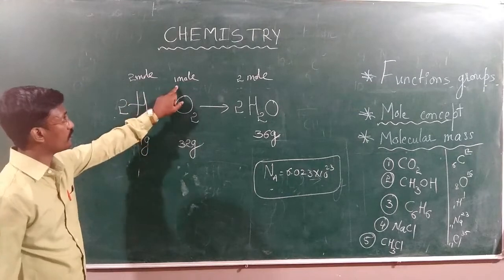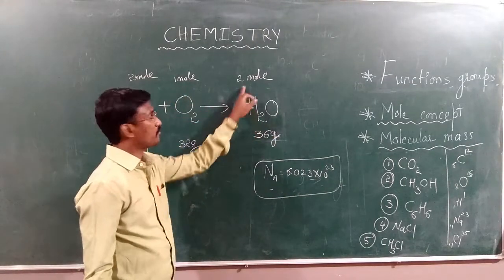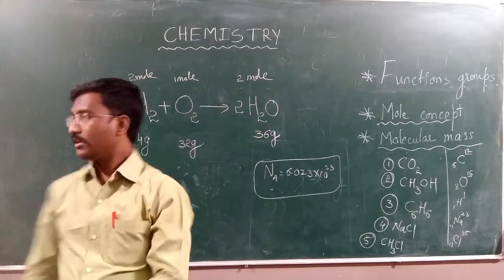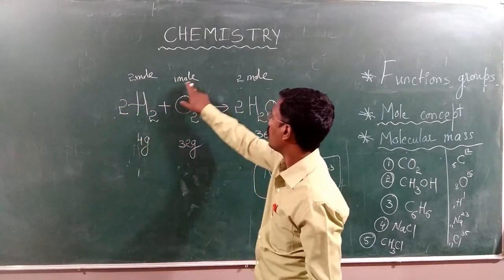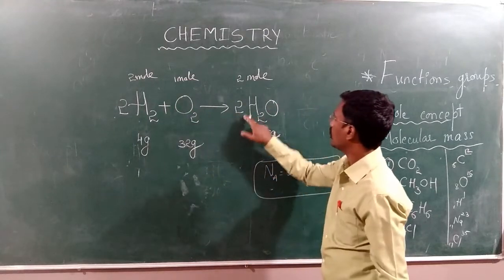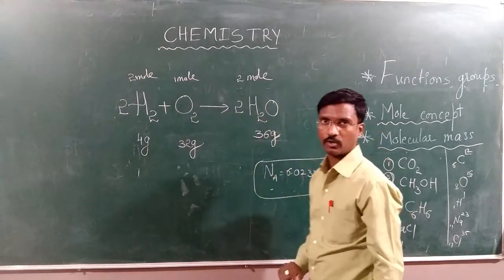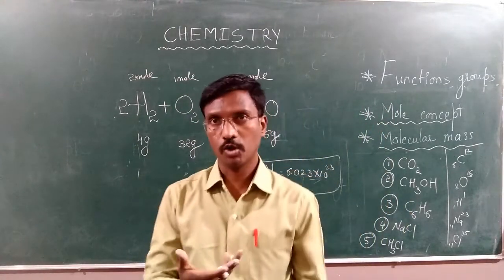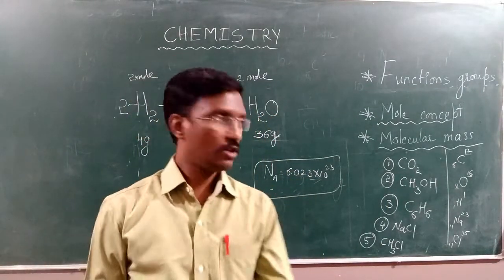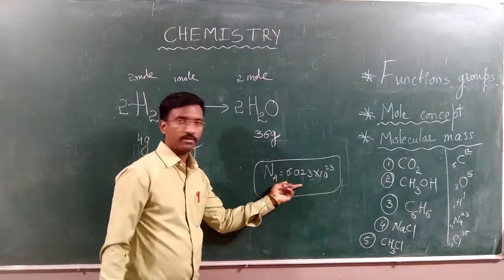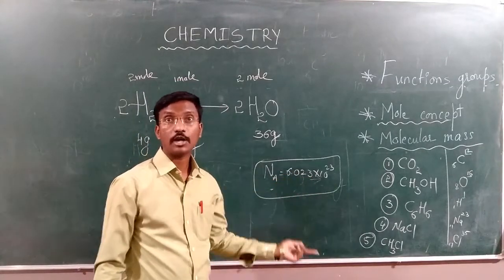O2 is 1, therefore 1 mole. H2O is 2, therefore it is 2 moles. Here 2 moles of hydrogen combine with 1 mole of oxygen to form 2 moles of water molecules. This is in the form of moles. Mole is nothing but the standard representation using the Avogadro number. We are saying this one Avogadro number.